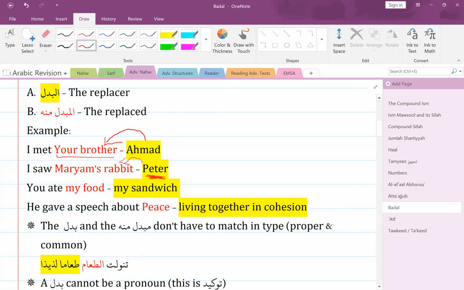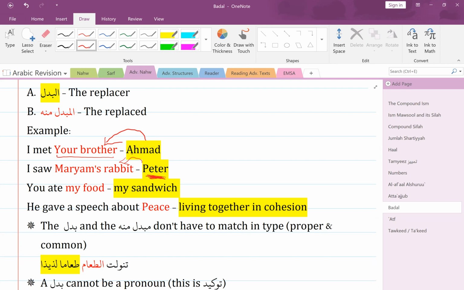Or for example, if I said, you ate my food, my sandwich. I'm not saying you ate all my food. I'm just saying maybe I had an apple, maybe I had a can of juice, maybe I had something else, and I had a sandwich. And I came back and you had eaten my sandwich. So instead of me saying you ate my sandwich, I say you ate my food, my sandwich. So I'm specifying exactly what part of my food you ate.